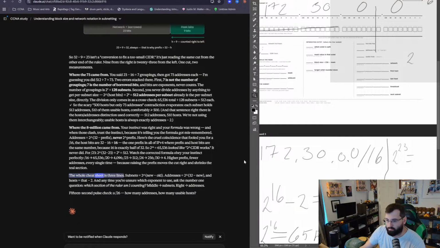The whole cheat sheet is 3 lines. Subnets equal 2 to the power of new minus old. Addresses equal 2 to the power of 32 minus new. And hosts equal that too, minus 2. And anytime you're unsure which exponent to use, ask the number 1 question: which section of the ruler am I counting? Middle, subnets. Right, hosts. Left, addresses.